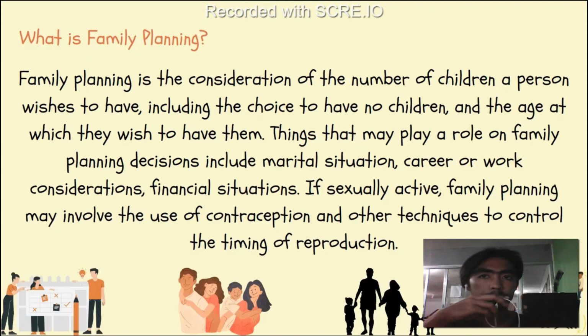So, what is family planning? Family planning is the consideration of the number of children a person wishes to have, including the choice to have no children, and the age at which they wish to have them. Things that may play a role in family planning decisions include marital situation, career or work considerations, financial situations, and if sexually active, family planning may involve the use of contraception and other techniques to control the timing of reproduction.